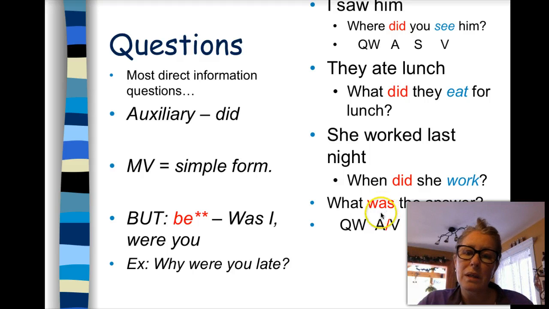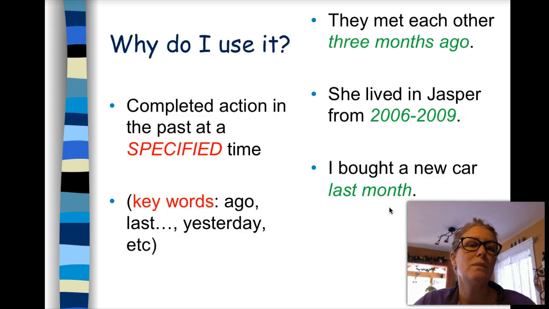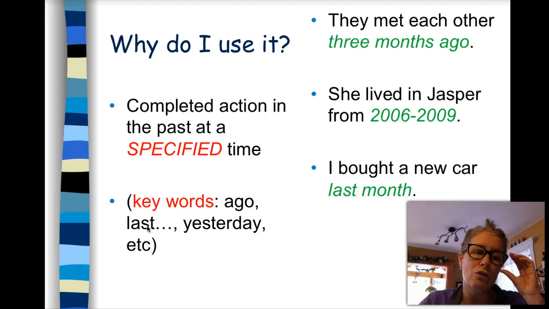When I use the verb to be, it is both my auxiliary and my verb, unless I'm doing a progressive structure. So why do I use the simple past? Really for one main reason: it shows a completed action in the past at a specified time, and we often have key words that indicate we need to use the past. Things like ago, last week, last month, etc.